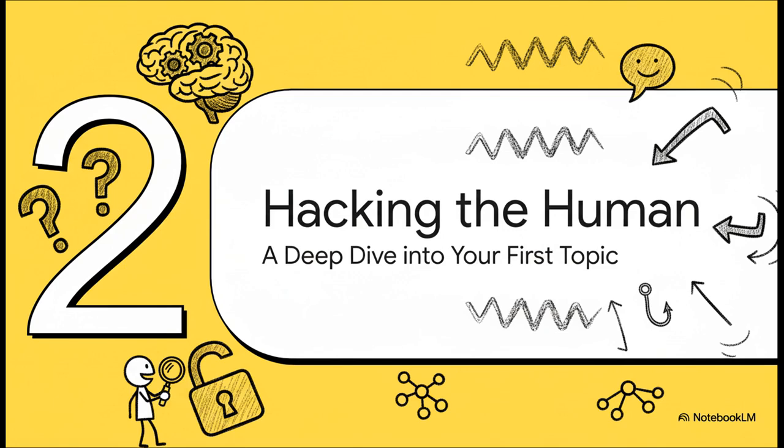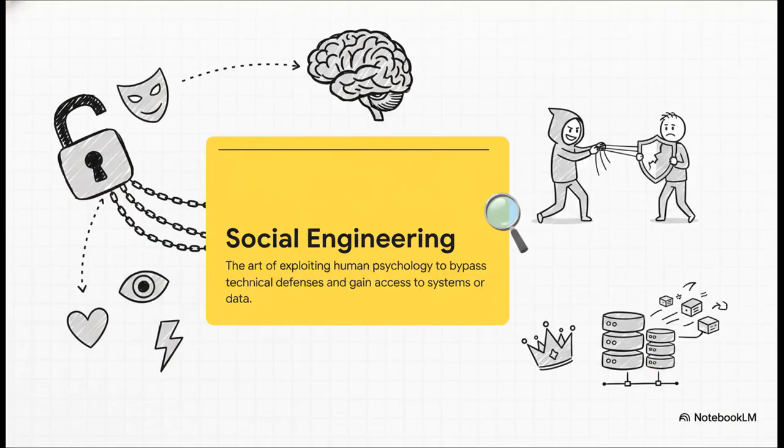We're diving headfirst into topic 1.1, which is all about a concept that is, honestly, the foundation for so much of modern cybersecurity, social engineering, or as I like to call it, hacking the human. So, what exactly is it? Well, social engineering is the art of using our own human psychology, our trust, our fear, our curiosity, to trick someone into breaking the security rules. It's not about hacking code. It's about hacking people to get to the crown jewels, the systems and the data.